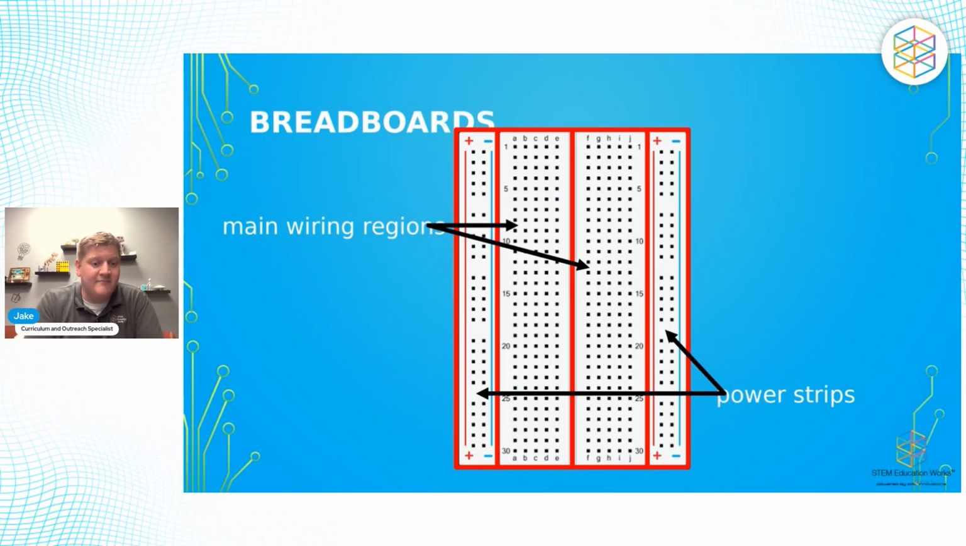And in the middle sections here, we have our main wiring regions. That's where most of the magic is happening when we are actually building our circuits. And do keep in mind that there is a valley right in the middle of that breadboard that splits the 2 parts in the middle apart from each other.